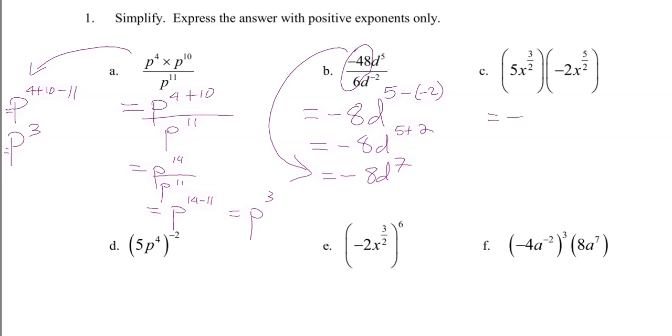So 5 times negative 2 is negative 10. Okay, then we're multiplying powers with the same base. They both have a base of x. We're going to add the exponents, 3 halves plus 5 halves, which will be 8 halves, and 8 halves is 4. The final answer, negative 10x to the 4th.